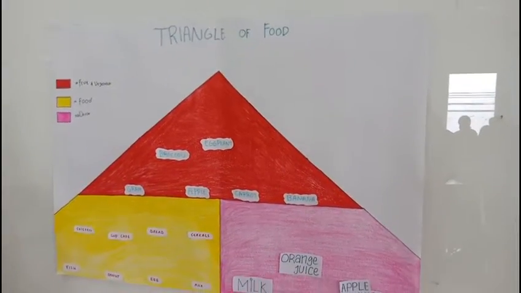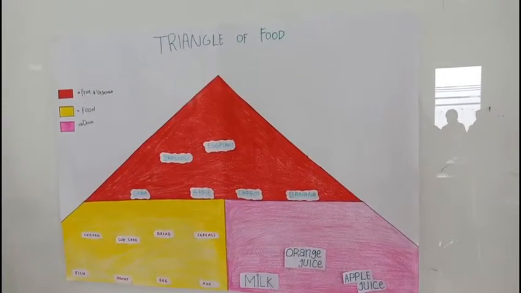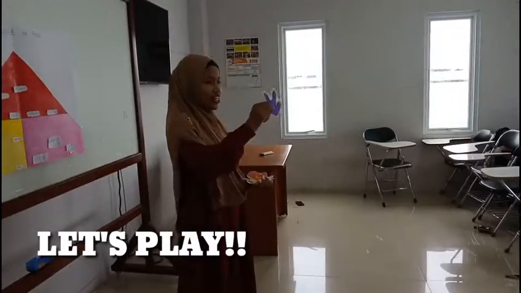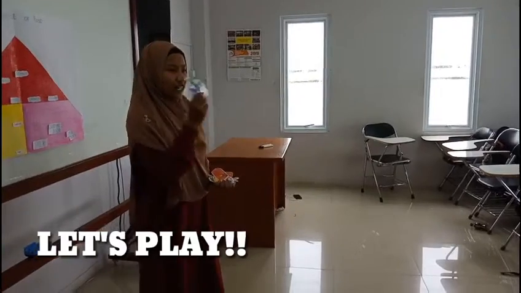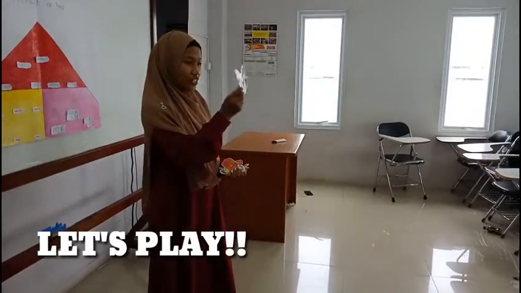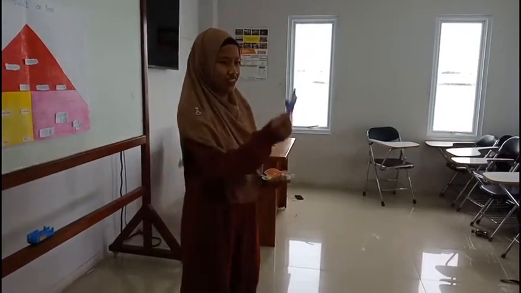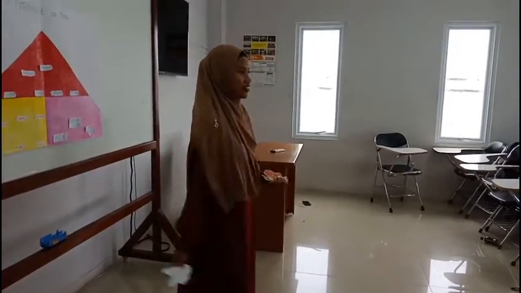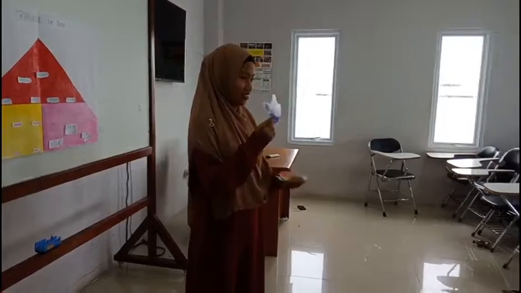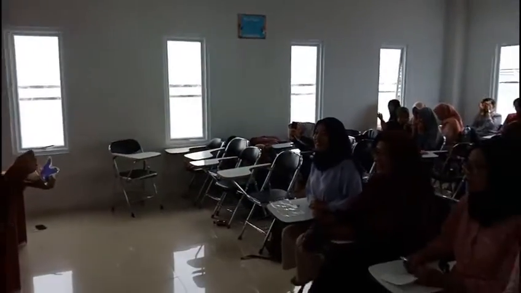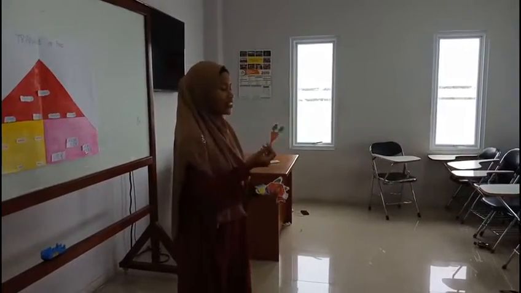The ways to make it. First, first we ask the student the name. What is this? Eggplant. Okay. Fish. Carrot.